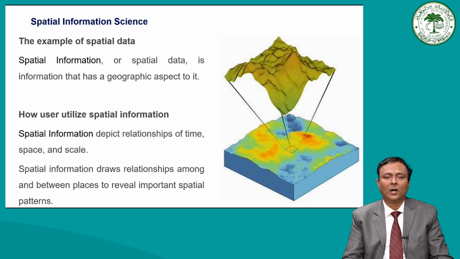The next can be how users utilize this spatial information. As we have mentioned earlier also, traditionally geographers use spatial information to depict relationships of time, space and scale. Geographers analyze relationships among and between places to reveal important spatial patterns. They also analyze complex issues and relationships with a distinctively spatial perspective.